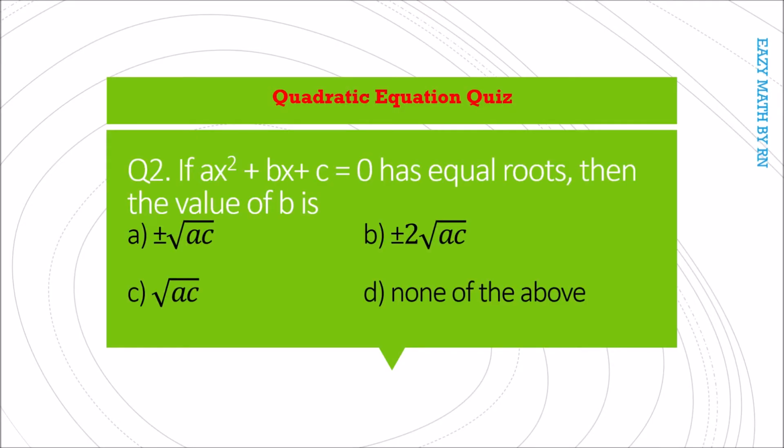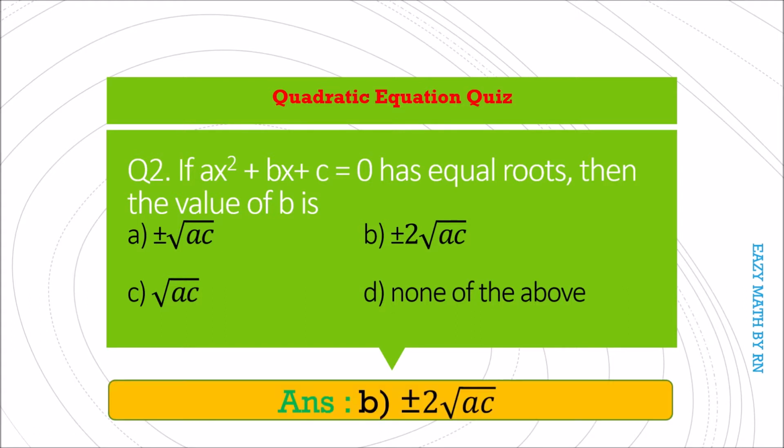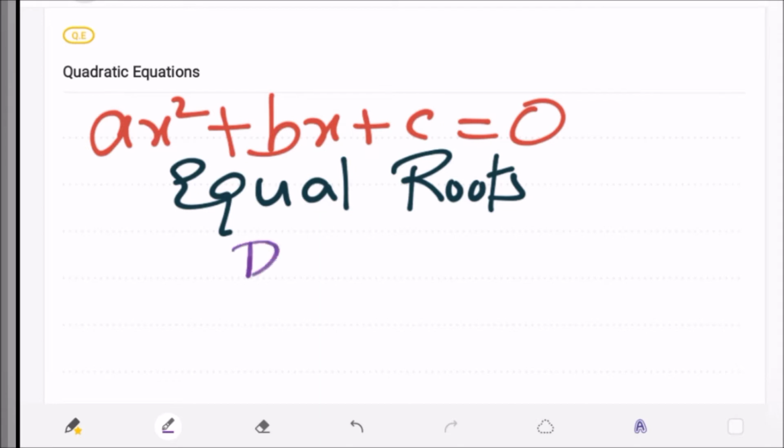Next question, if ax square plus bx plus c equals 0 has equal roots, then the value of b is plus minus root ac, plus minus 2 root ac, only root ac, or none of the above. The correct answer is plus minus 2 root ac. Let's see the solution.